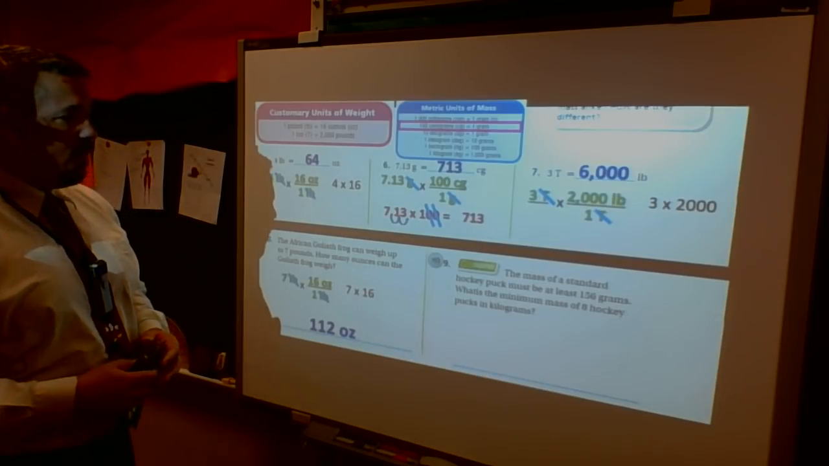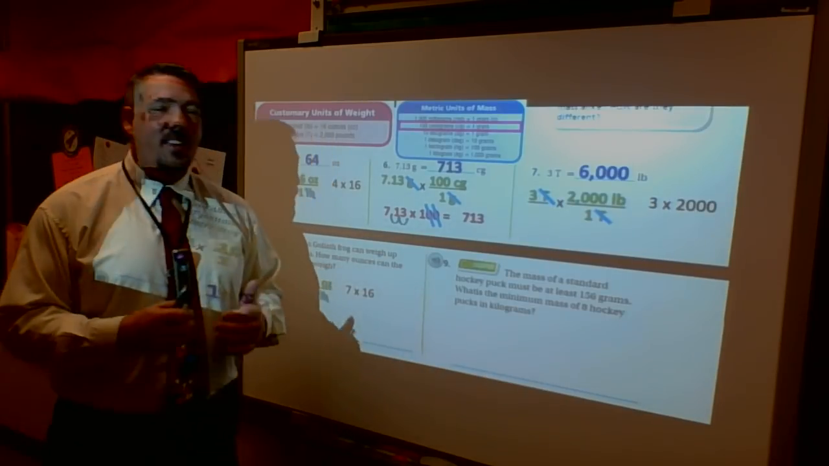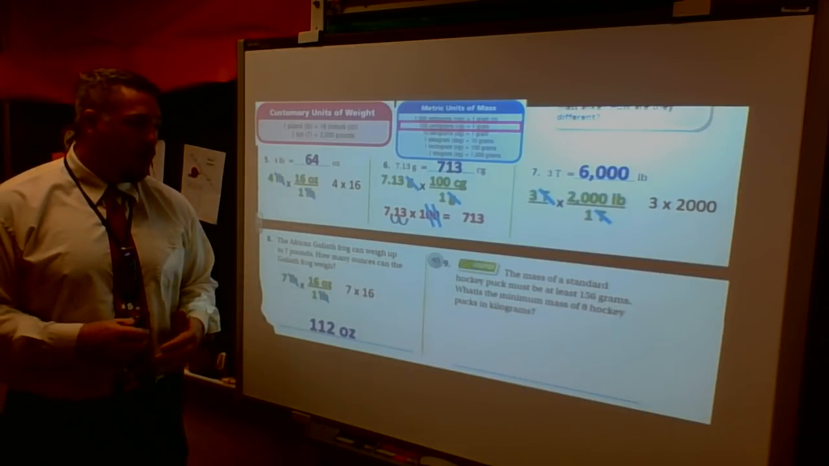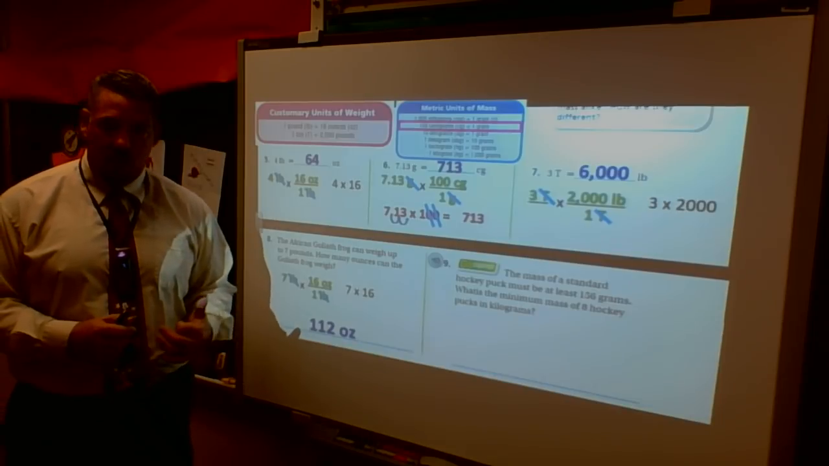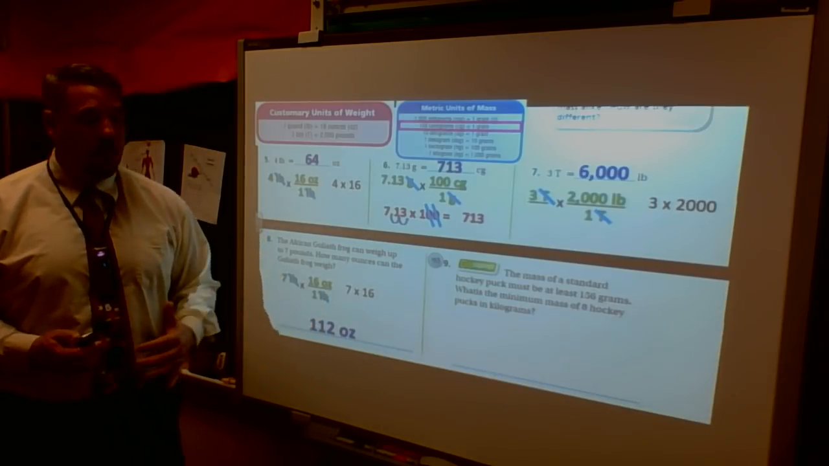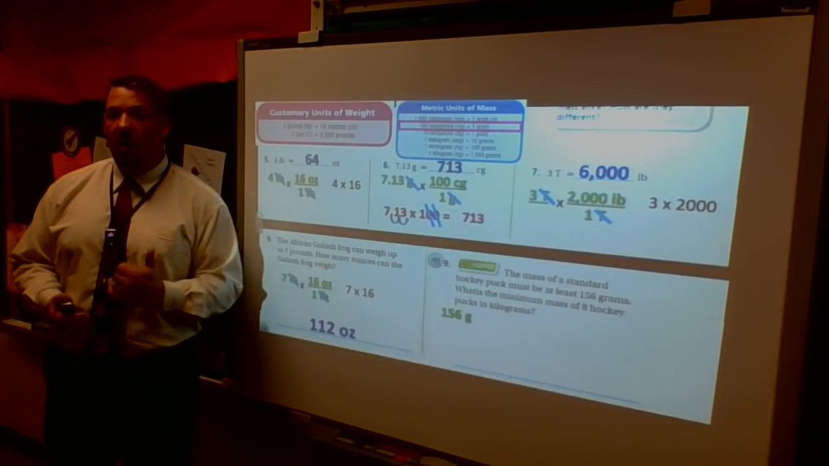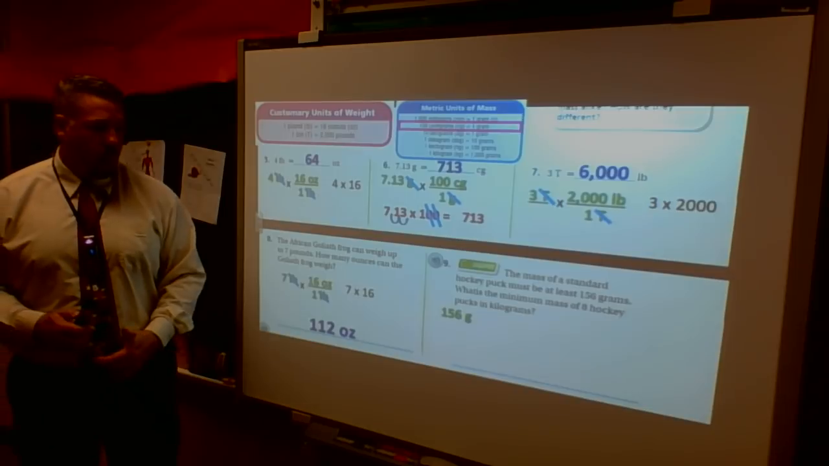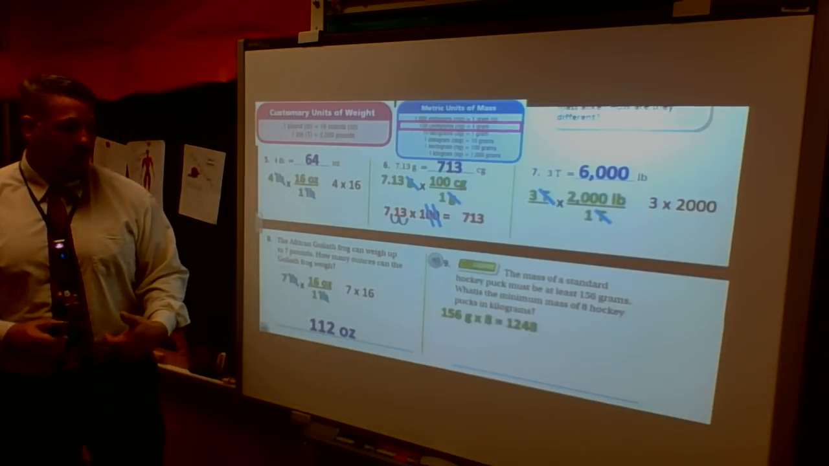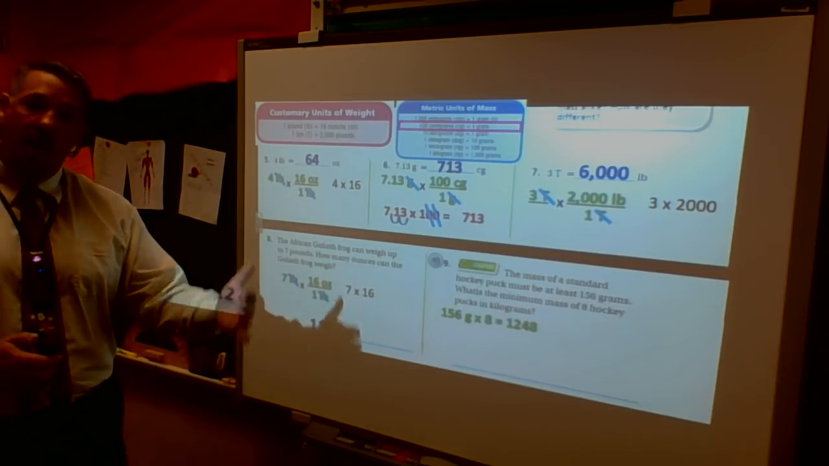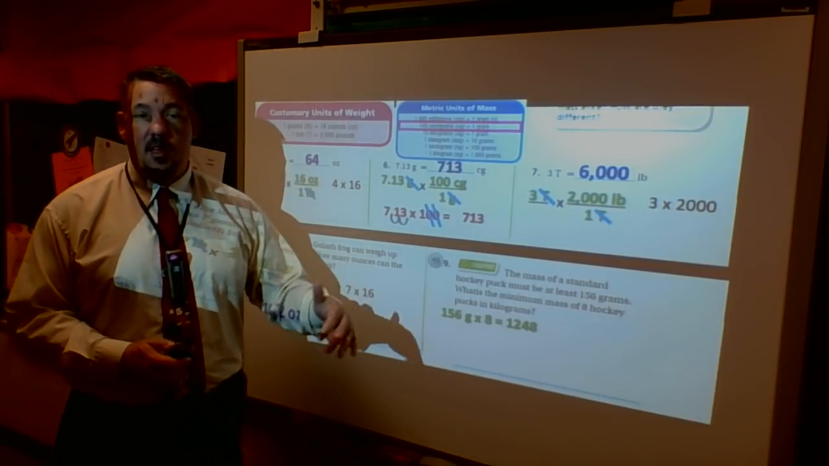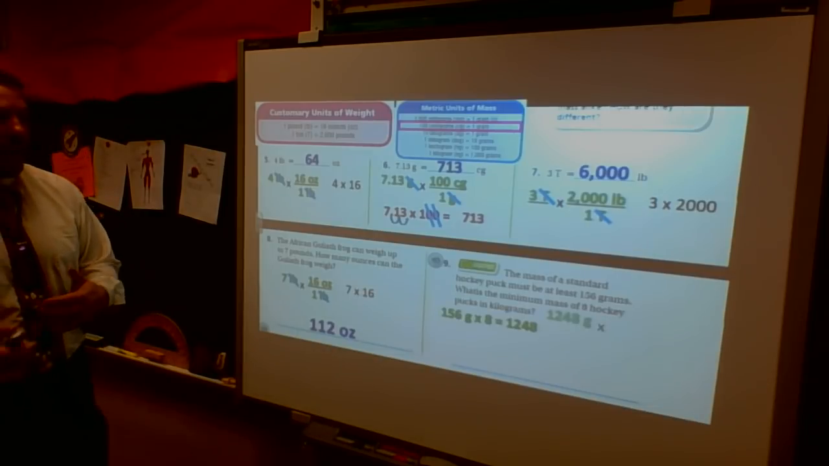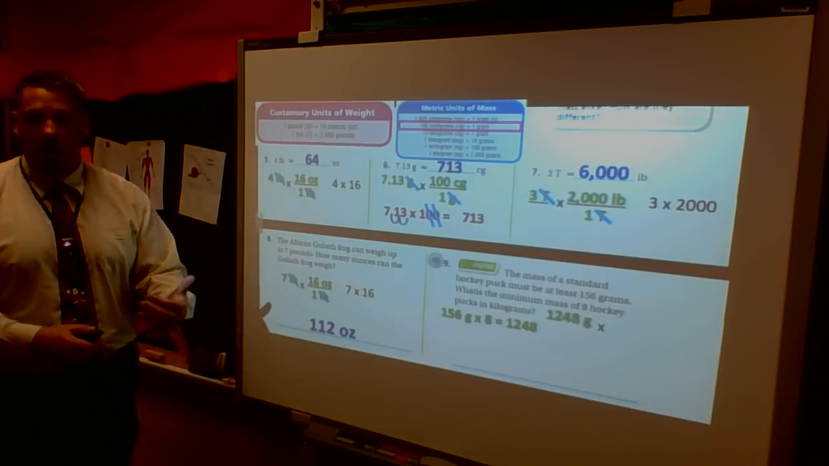And then number 9, the mass of a standard hockey puck must be at least 156 grams. What is the minimum mass of 8 hockey pucks in kilograms? So I have to do a first step there, and look at what I'm starting with, which is 156 grams. But I can't just jump into changing that into kilograms. I have to realize that I'm going to have 8 of them. So I take my 156 times 8 to see what I'm starting out with in grams, which is 1,248 grams. Then I can change that into kilograms.